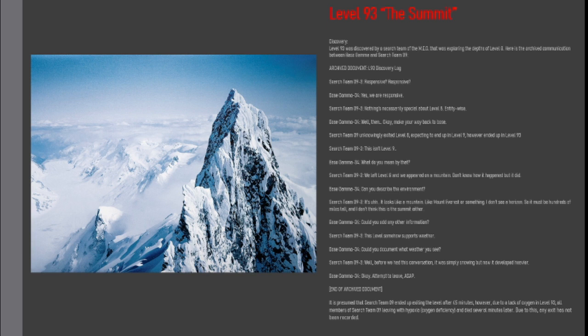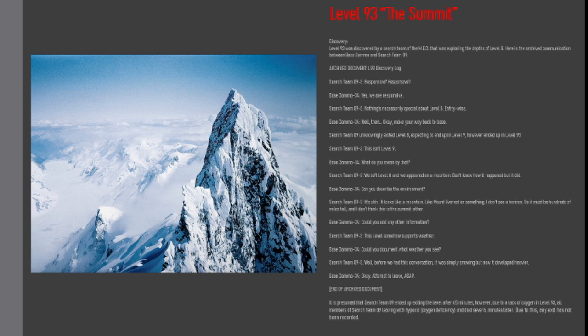Archived document. L93 Discovery Log. Search Team 093. Responsive. Responsive. Base Gamma, -34. Yes, we're responsive. Search Team 093. Nothing's necessarily special about level 8, entity-wise. Base Gamma, -34. Well, then okay, make your way back to base. Search Team 09 unknowingly exited level 8, expecting to end up in level 9, however ended up in level 93.